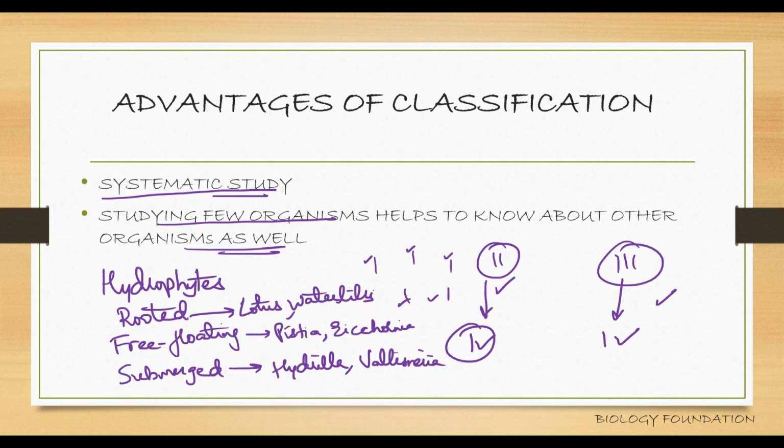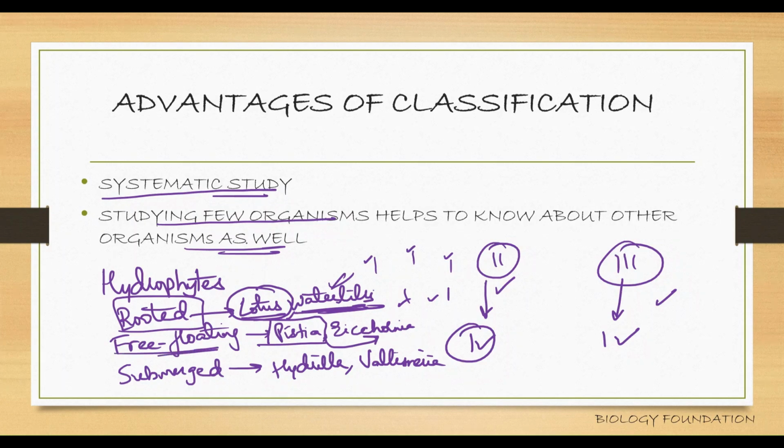Now, we know that in rooted hydrophytes you have lotus and water lily. If you study about lotus in detail, you will get to know that similar properties are shared even by water lily. You need not again study in detail about water lily because both lotus and water lily come under rooted hydrophytes. In the same way, if you study about Pistia, most of the properties of Pistia will be shared by Eichhornia because both of them belong to free floating hydrophytes.